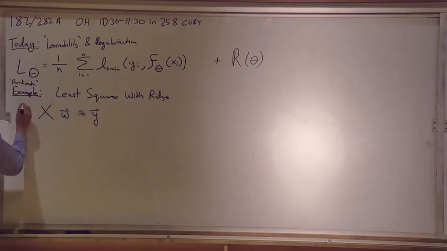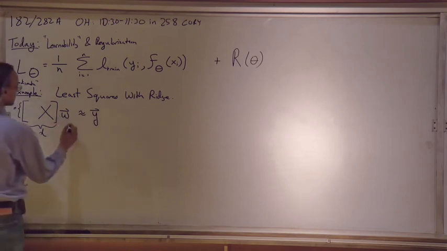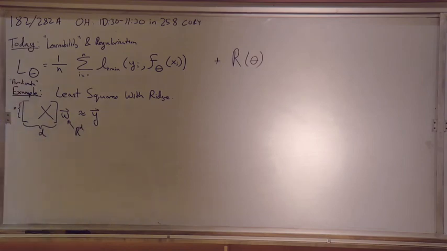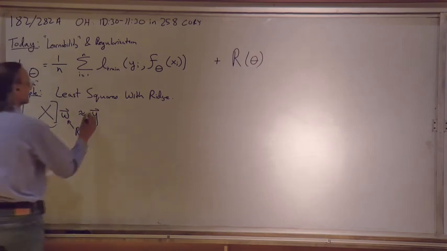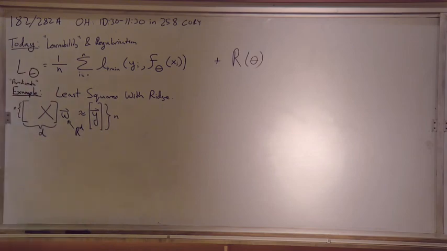So remember, think of this as a big matrix. N rows corresponding to the n data points. D columns corresponding to the features in your training data. This is a d-dimensional vector, because you have to learn weights for all of the features. And this is a column that has n labels in it for the n data points. Okay? So least squares means I want to approximately solve this equation.